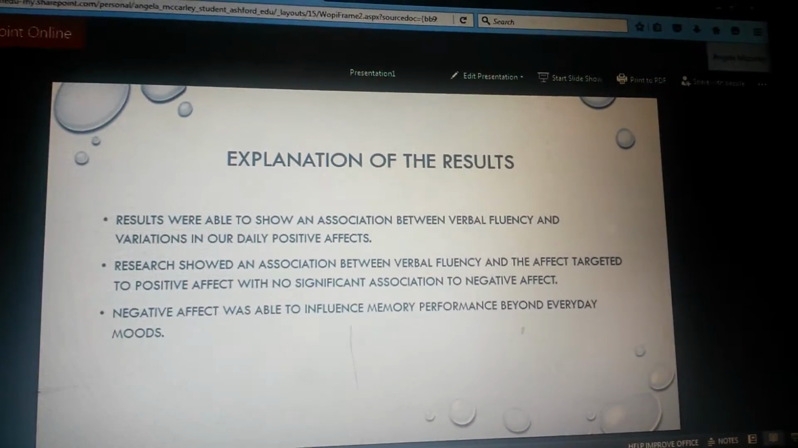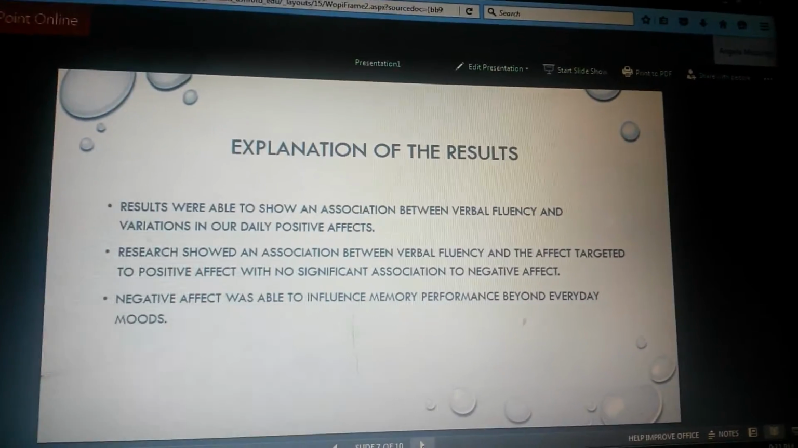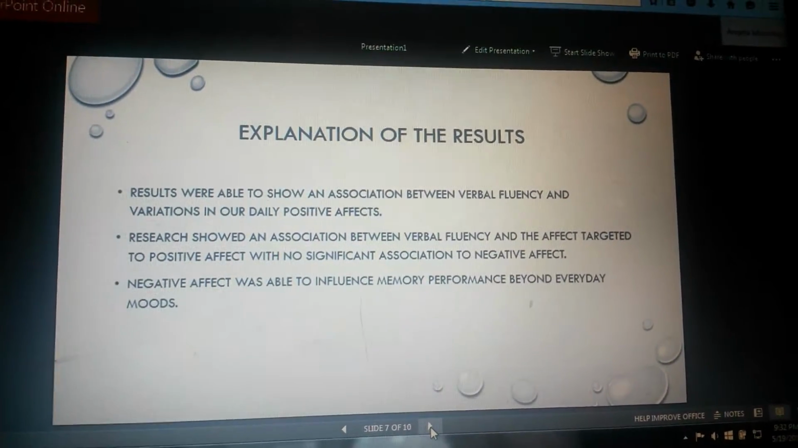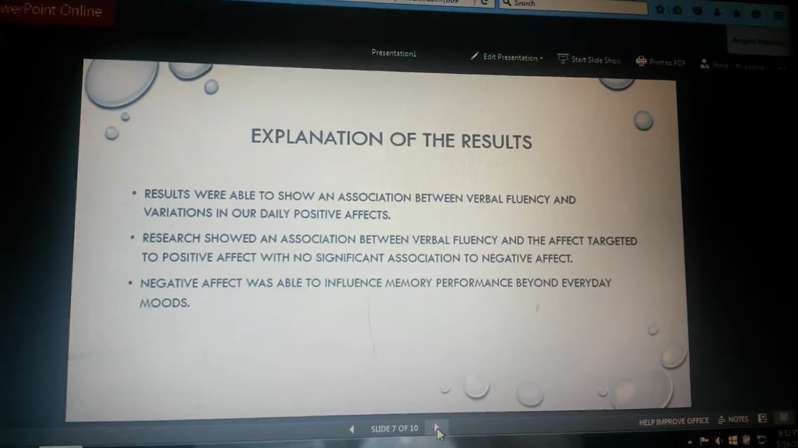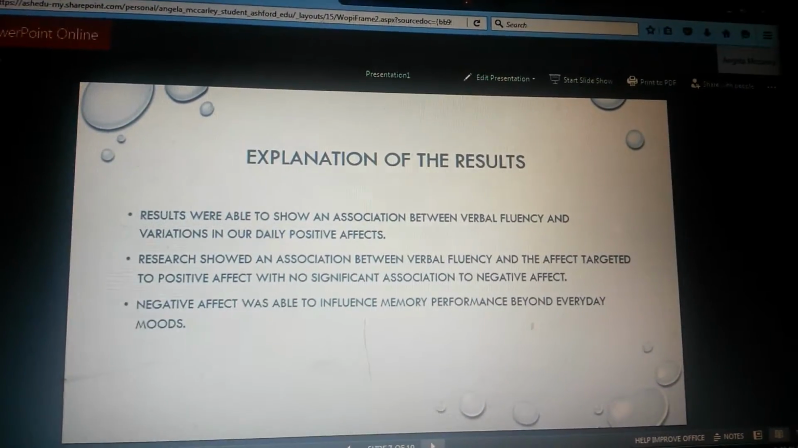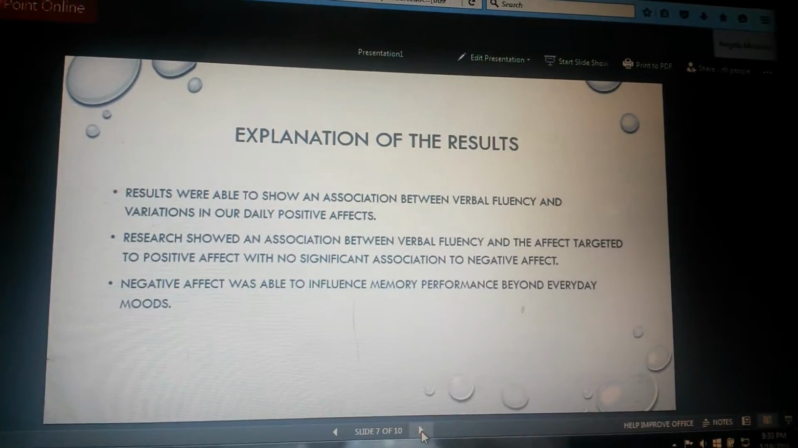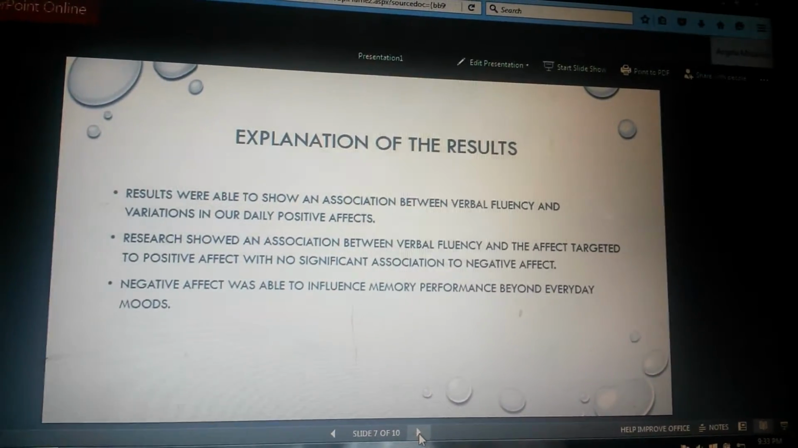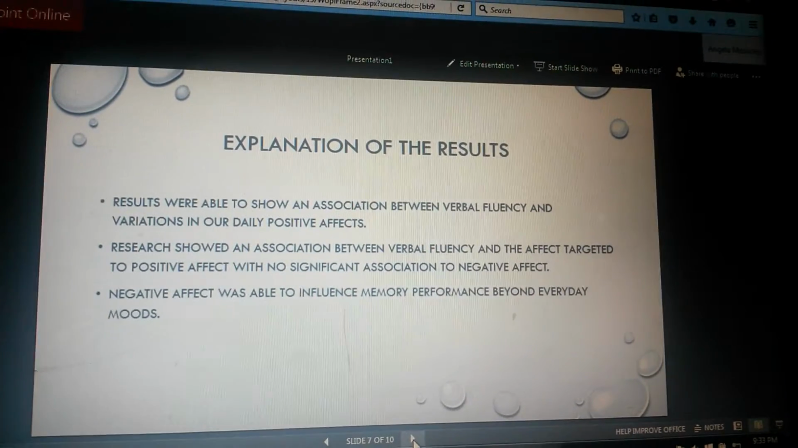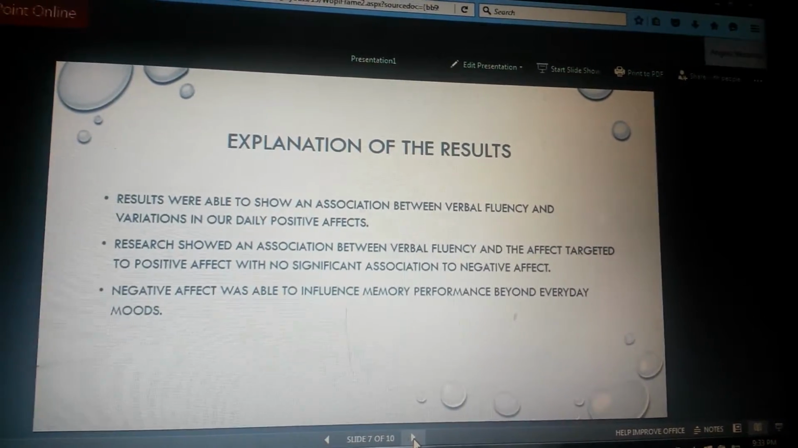Explanation of the results. The research was able to show an association between verbal fluency and variations in our daily positive affect. This supported the associations between the 2 putative left hemisphere tasks, such as verbal fluency and positive moods. The research was able to show that the association between verbal fluency and the affect was targeted to positive affect with no significant association to negative affect. The evidence from the research suggests that left frontal activation occurs during positive affect as well as during verbal fluency tasks performed. The research was not able to find the anticipated association with design fluency. However, there was evidence that the induced negative affect was able to influence memory performance beyond that of everyday mood, as induced negative mood results.